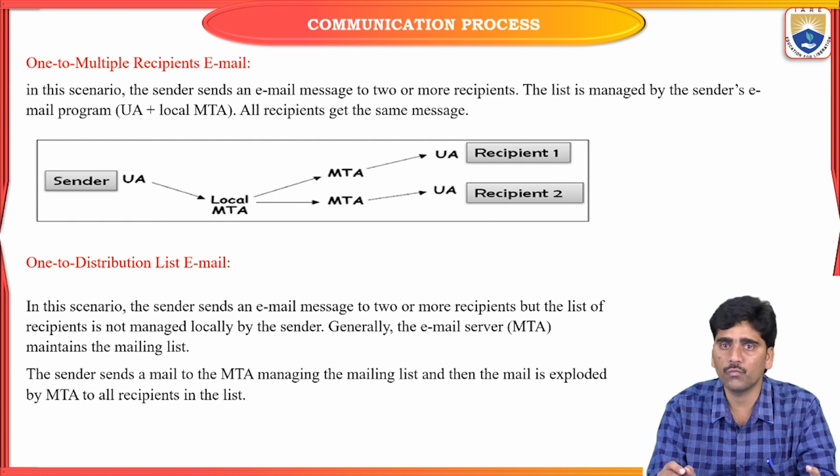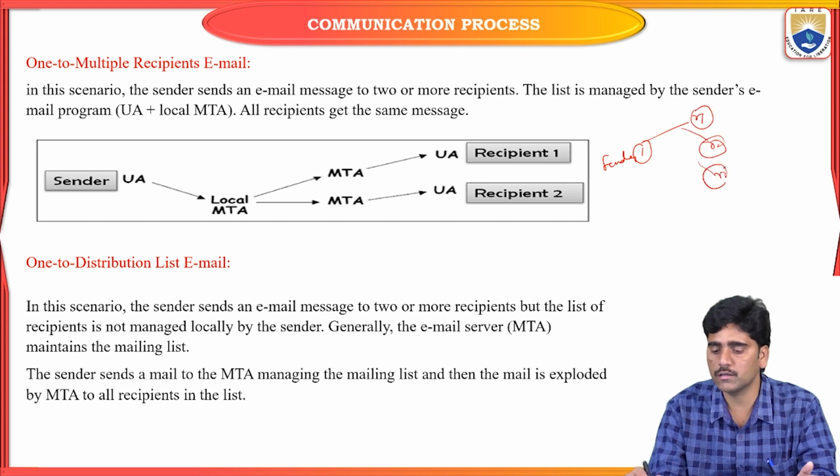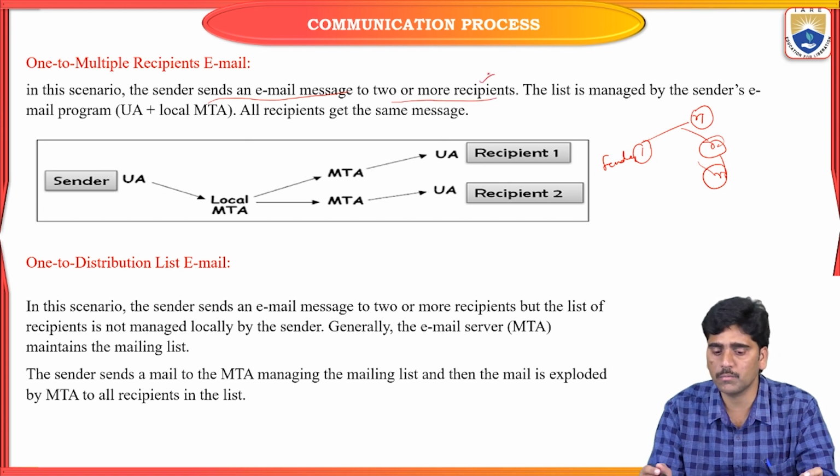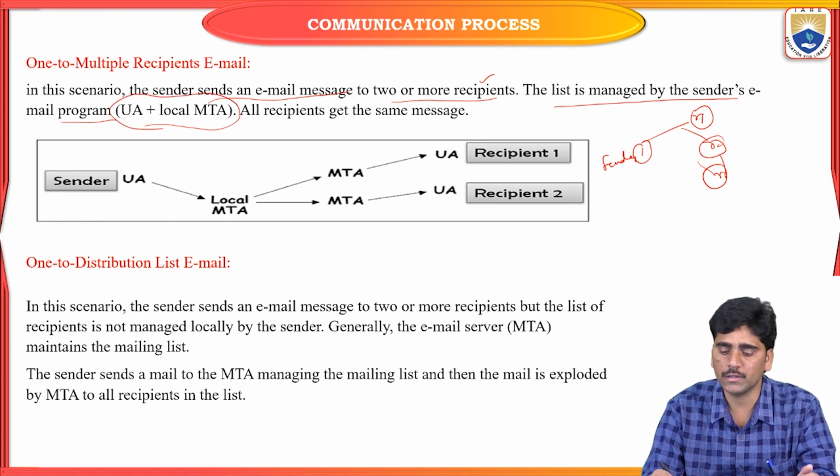And the second one is one to multiple recipients email. So here the sender is only one, but the receivers are R1, R2, R3, like that, multiple receivers. The sender sends an email message to two or more recipients. The list is managed by the sender's email program, which is called the UA plus local MTA. That is nothing but the user agent plus the local mail transfer agent.